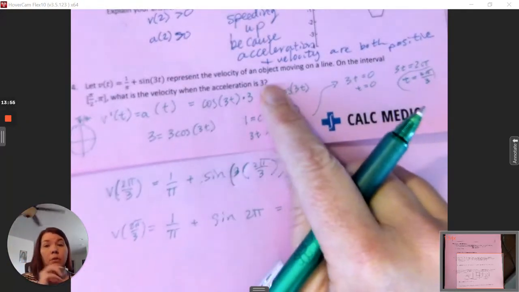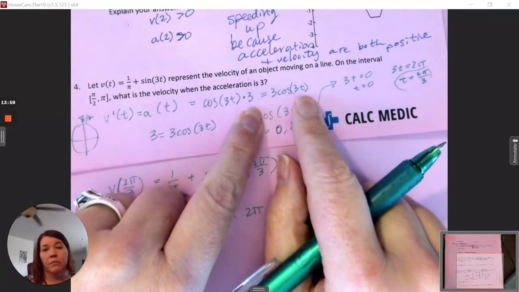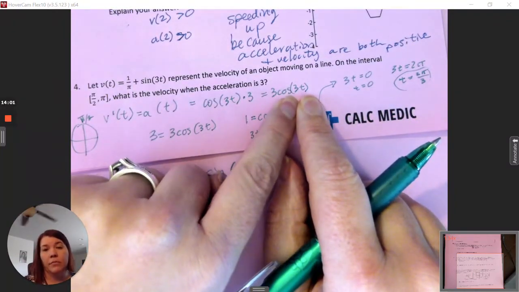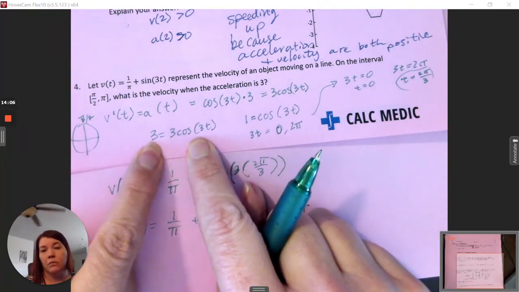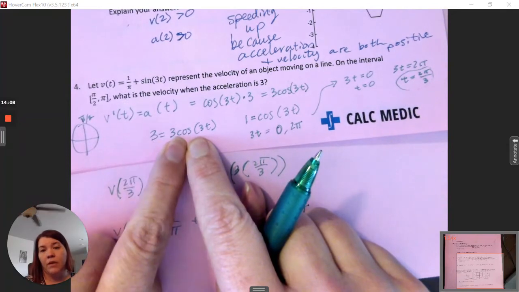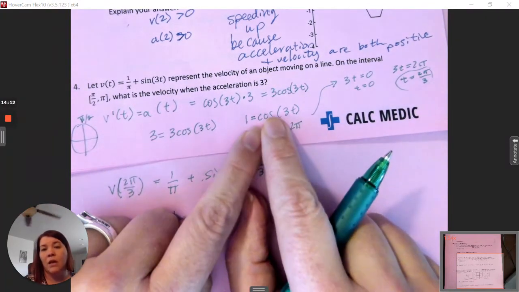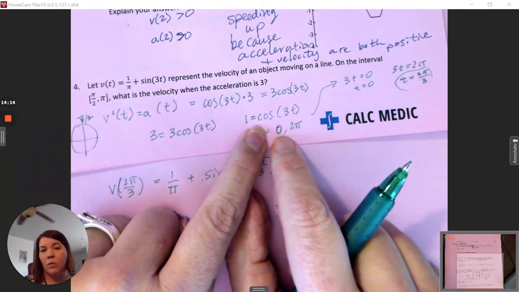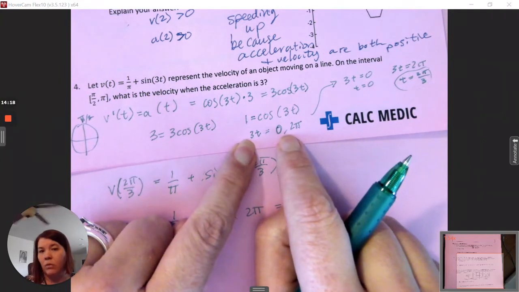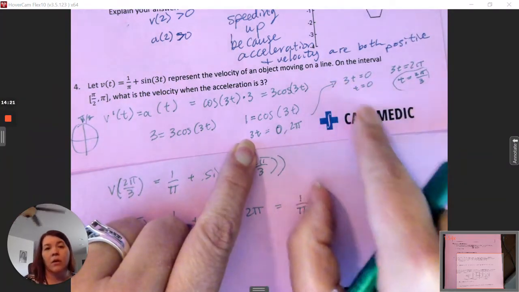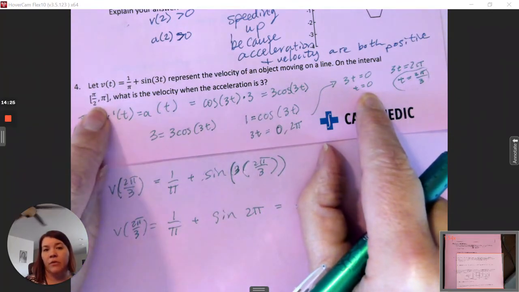What I had to do, walking you through it, is I had to find the acceleration. I took the derivative, and I found the acceleration. I set the acceleration equal to 3. I divided both sides by 3. So then the cosine of 3t was 1. Cosine is equal to 1 at 0 and 2 pi. And so 3t needs to equal 0 or 2 pi. It equals 0 at time 0, but time 0 is not in this interval, so I threw that one out.